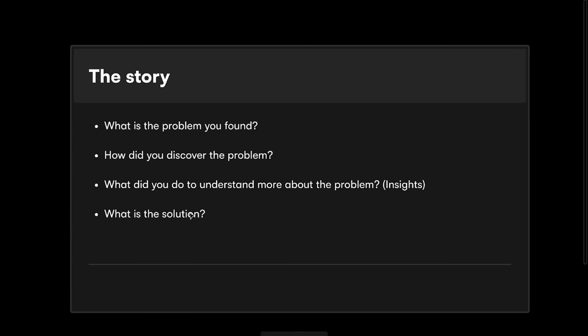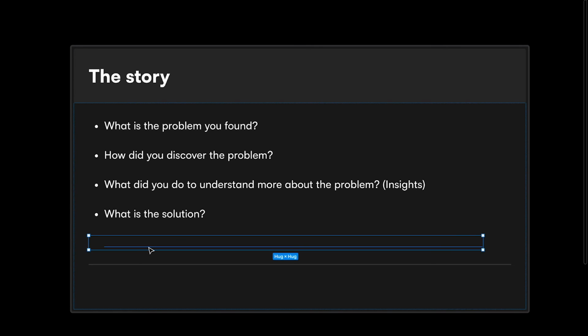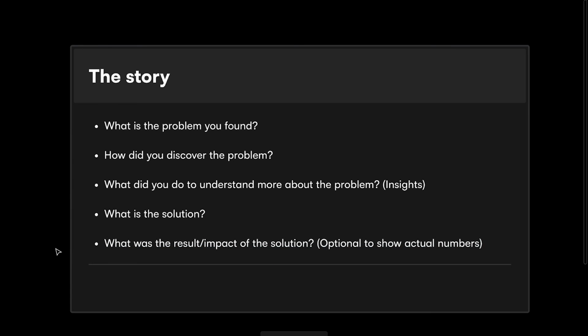All right? Then, what was the solution? Of course, you did research and you did solutionizing and you did comparative analysis, you did this and you did that. All that is cool. What is the solution? And then finally, you need to talk about what is the result or impact of that solution. Now, this is where business metrics comes into picture, product side of things, because this is where the story is sort of forming.